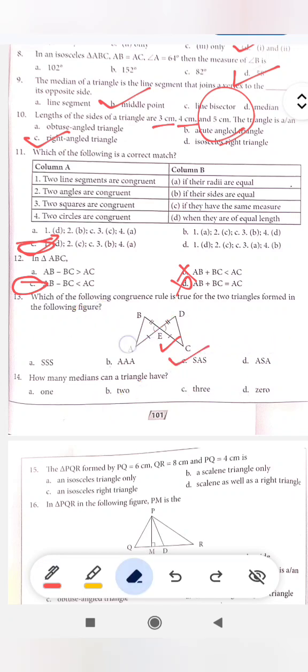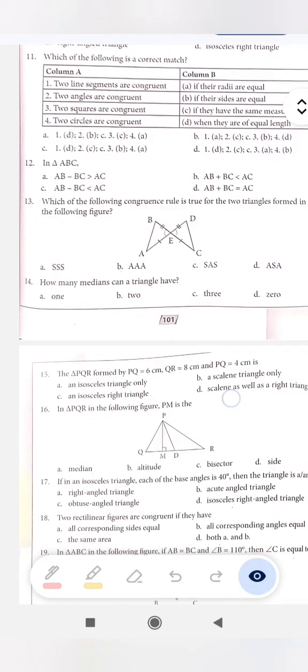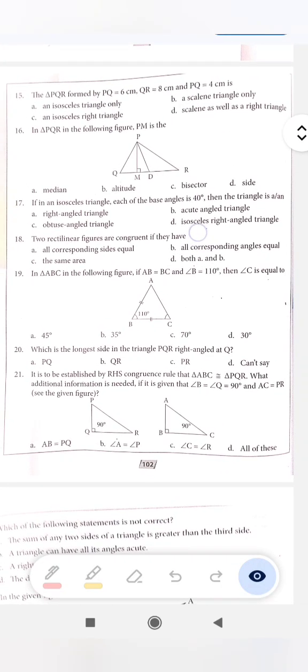Now come to the next part. Question number 14. How many medians can a triangle have? A triangle can have 3 medians. Okay. Now come to the next part. Question number 15.